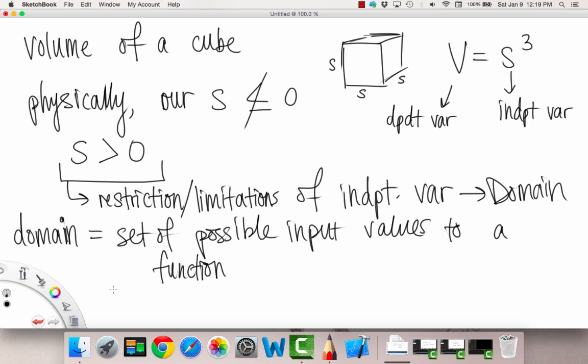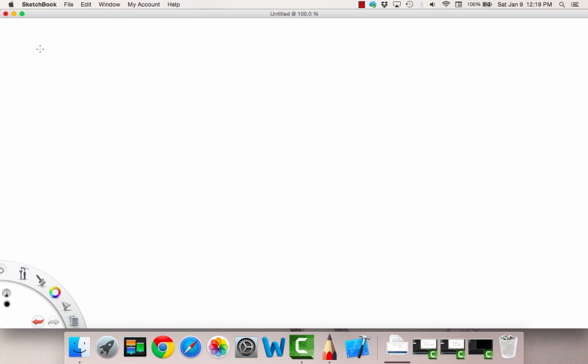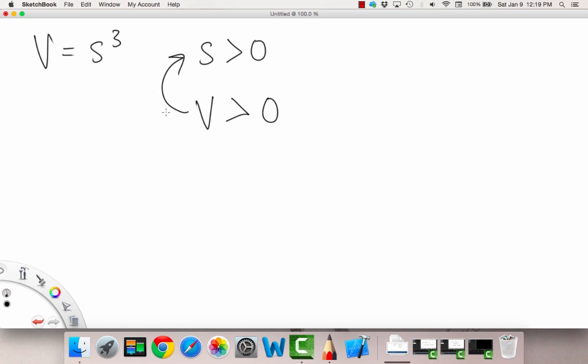Let's continue this example on the next slide, about the volume of the cube. Here's our V equals s cubed. We already set this restriction to guide our problem in a physical sense, so side length is greater than zero. What does that mean for our V? Because our s isn't allowed to be equal to zero or a negative number, our V, our volume, also must be greater than zero, because that depended on what our s was allowed to be.